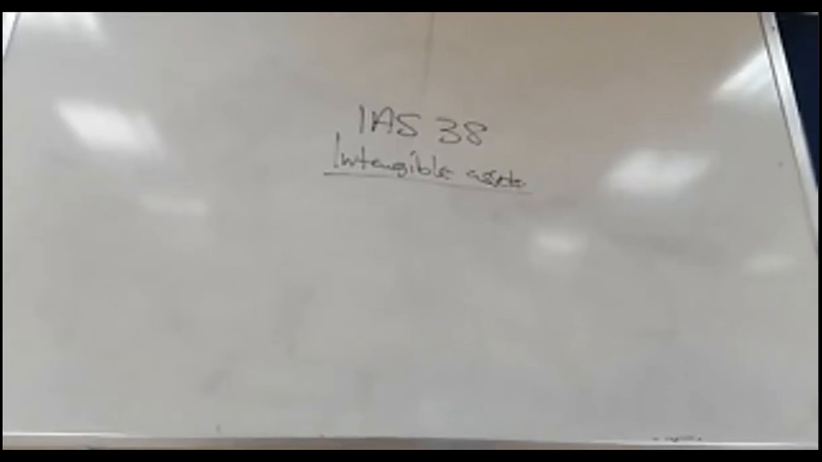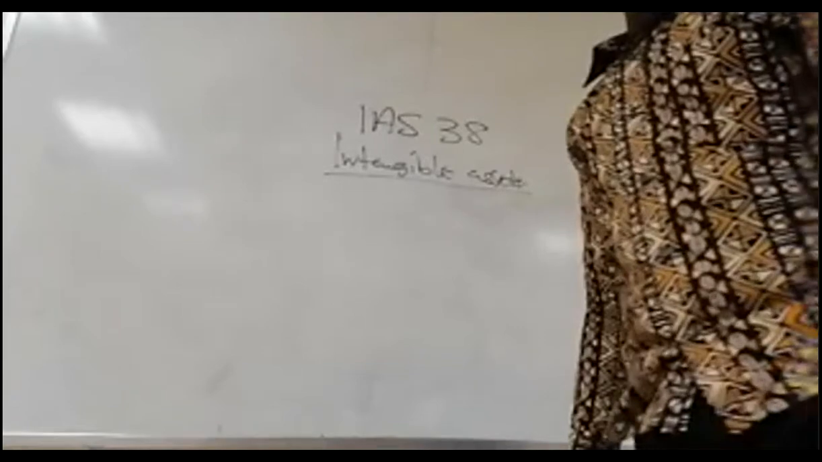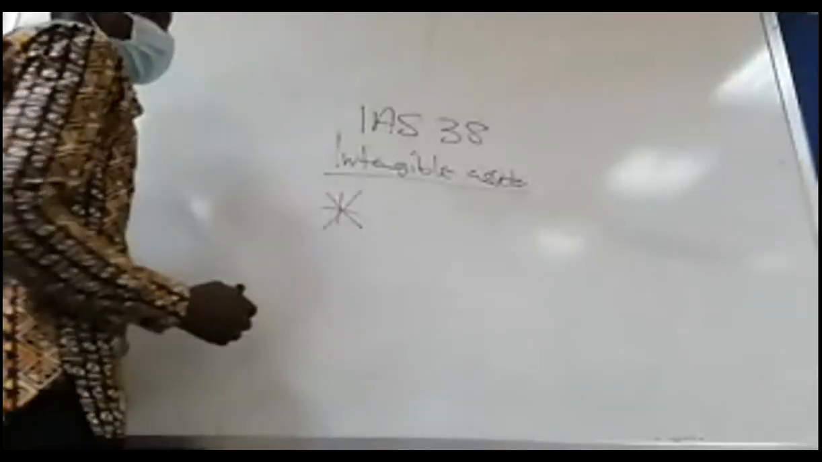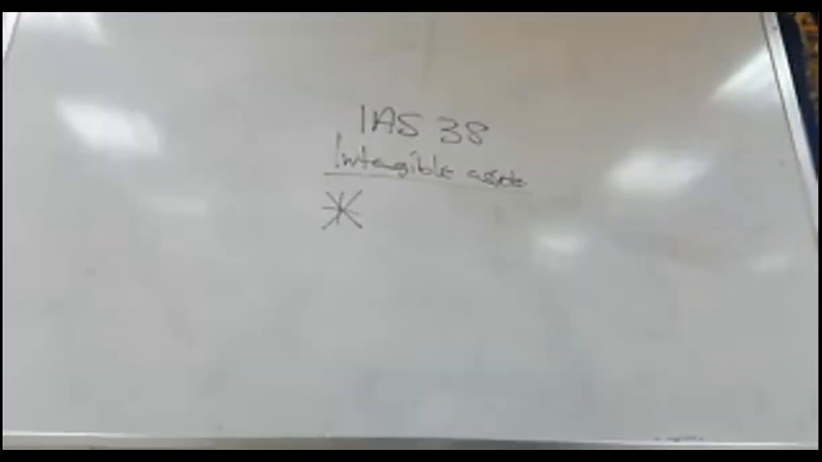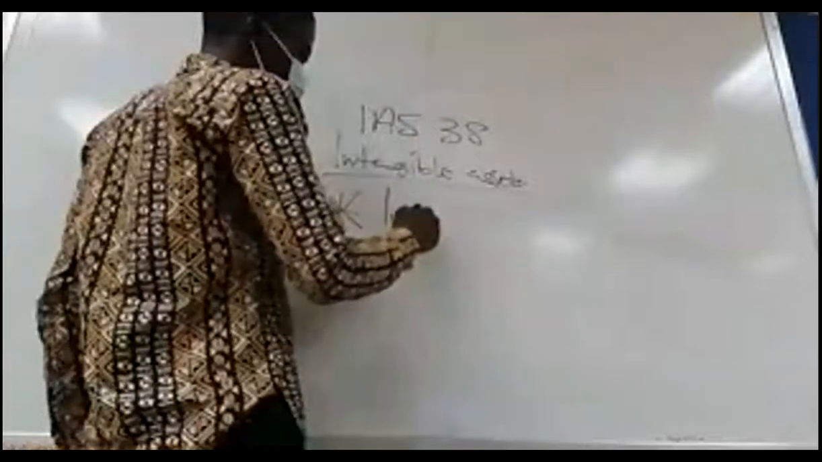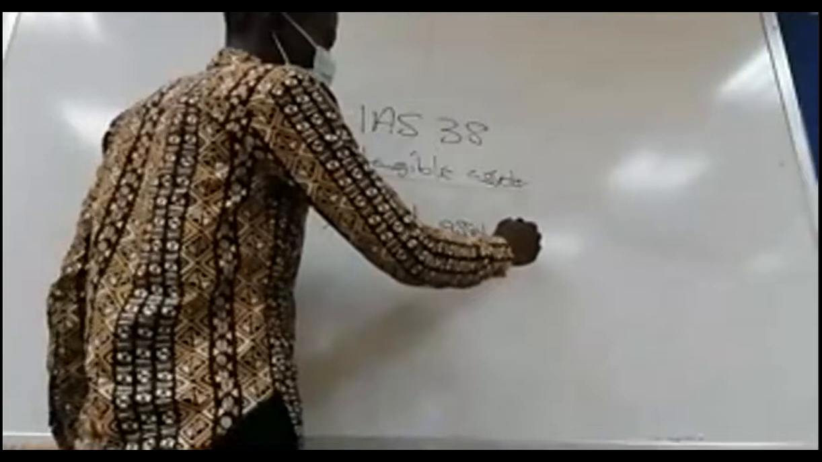Good. Now there are three specific issues that we should get well under IAS 38. We list them on the board and then we look at them. First, we should look at how we deal with intangible assets with definite and without definite life. So intangible assets with and then without definite life.